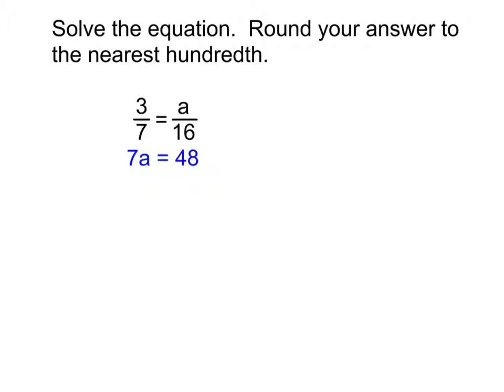Now to finish solving it out, remember I want to be able to solve this equation, so that means solving it for the unknown, solving it for a. I'm going to need to divide both sides by 7. And so when we do that, in this case it gives us a decimal. Now, as a fraction it would be 48 over 7. But it did say specifically here to round your answer to the nearest hundredth, so that tells us to go ahead and go into decimal form. So we do the 48 divided by 7 to get that 6.86.